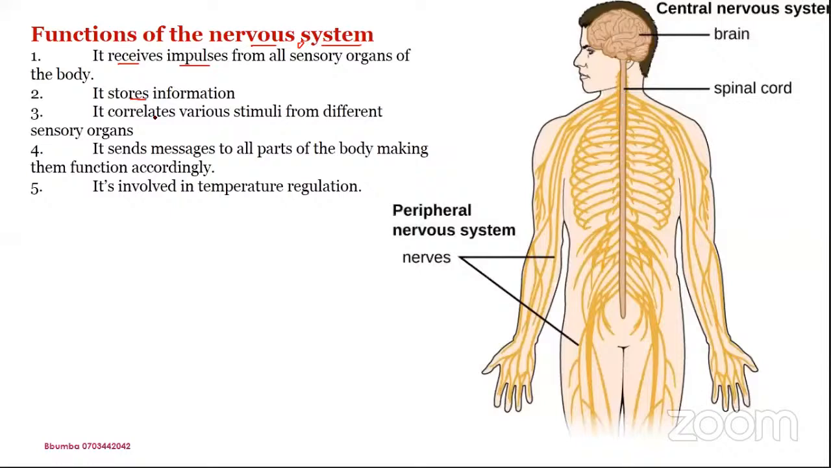Then thirdly, it correlates various stimuli from different sensory organs, because you can feel that it is hot here or it is cold. Now that is correlated. Then it sends messages to all parts of the body, making them function accordingly. Even if you are in the dark, information is able to be interpreted by the brain, and it is also involved in temperature regulation. All these are functions of the nervous system. Okay, so we can continue.